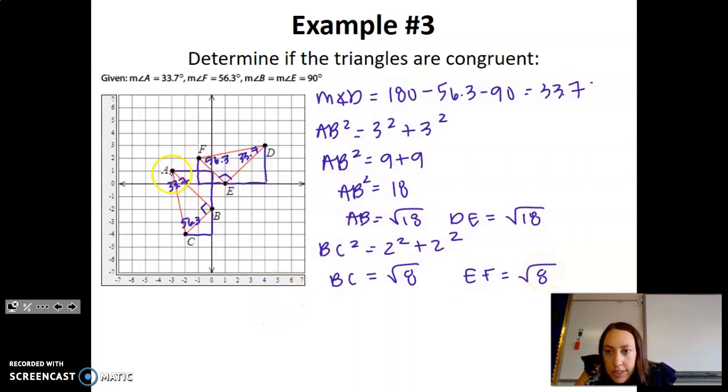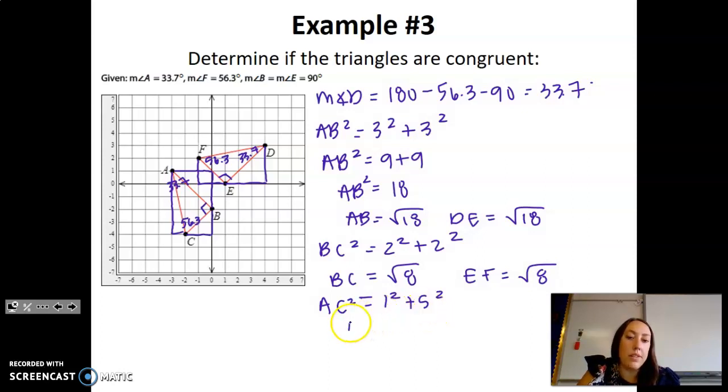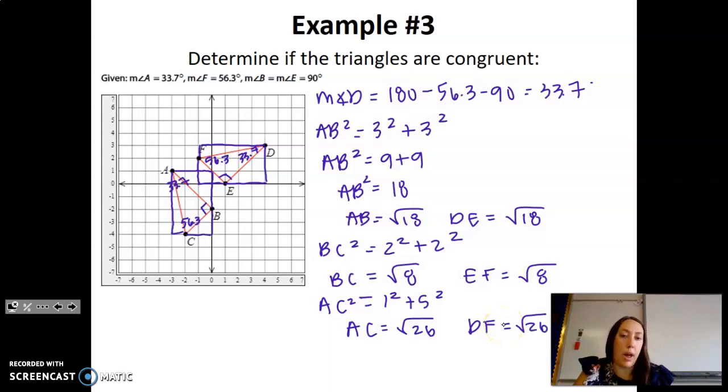Okay, last one we got to check is AC. If we draw the triangle for that guy, we get AC squared. Sorry, those bells are a little annoying. We get side lengths of 1 and 5, 1, 2, 3, 4, 5. So 1 squared plus 5 squared. That gives us 25 and 1. So AC would have to be root 26. And you guys can see side DF matches because it also has a triangle with side lengths 1 and 5. So DF is going to be square root of 26 as well.